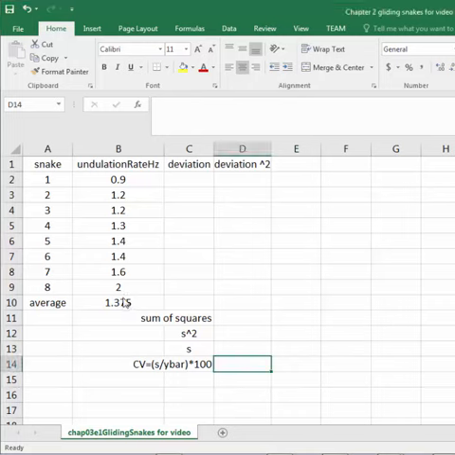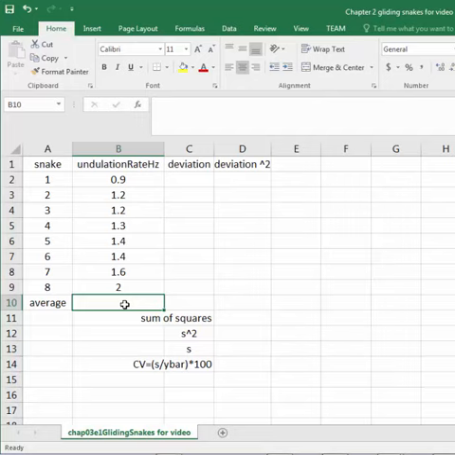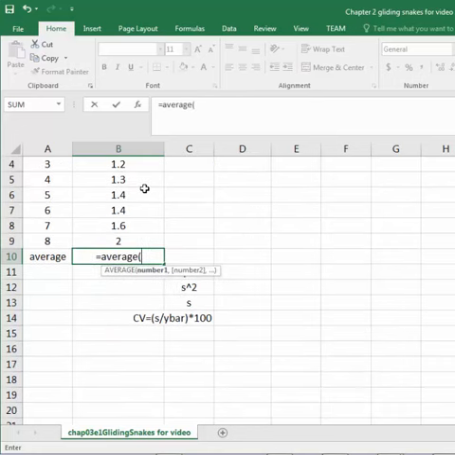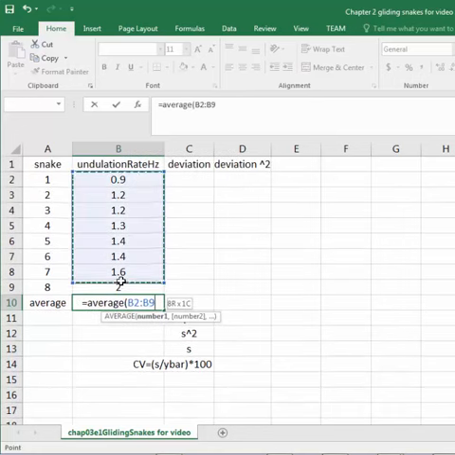The first step is to calculate the average. It's already been done here in this particular place, but I'll show you again, and that's done in Excel simply by saying equals average and then highlighting the observations of your sample.